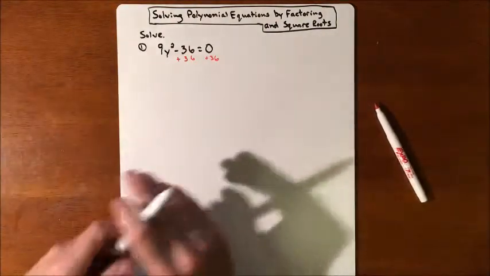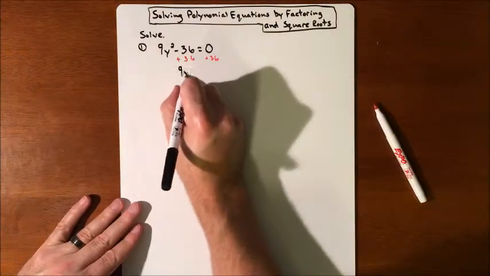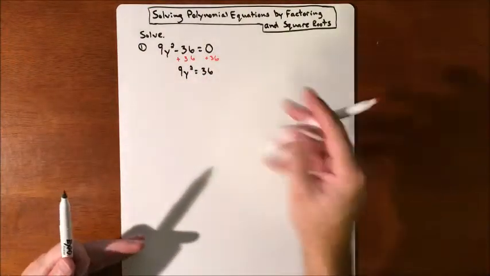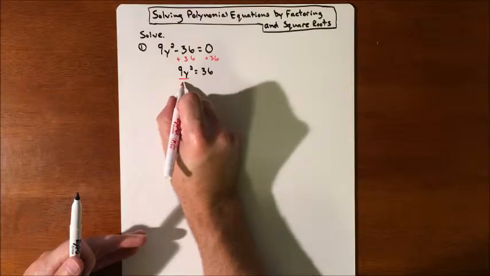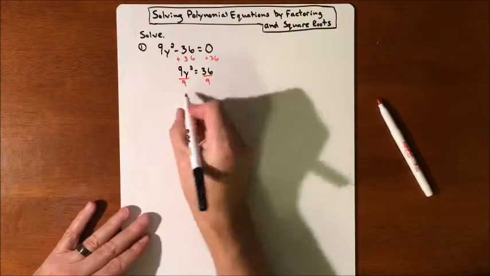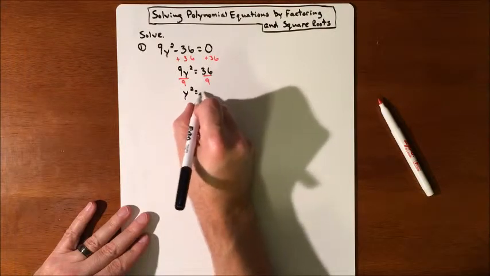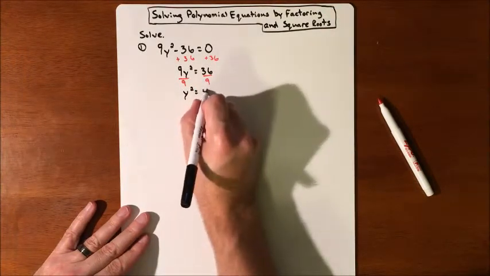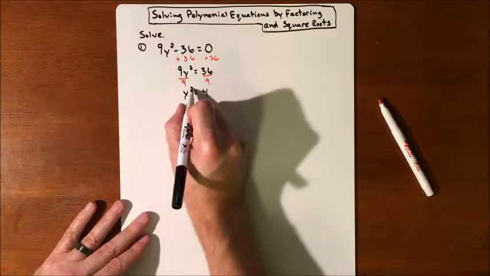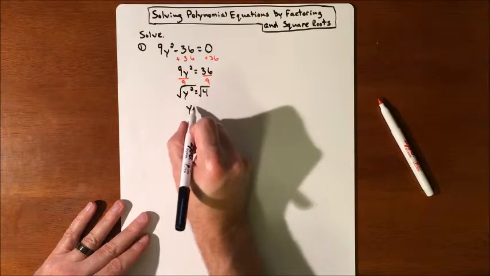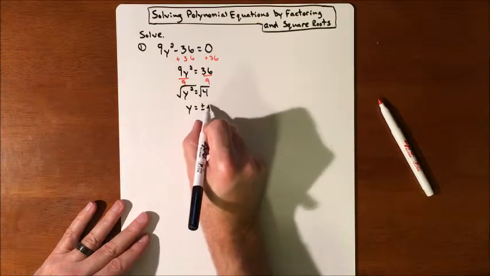So that's going to give us 9y squared equals 36. We'll continue to try to isolate the y squared. Divide both sides by 9. That'll get us y squared equals 4. And then to get rid of the square, we're going to square root both sides. So y is going to equal plus or minus 2.